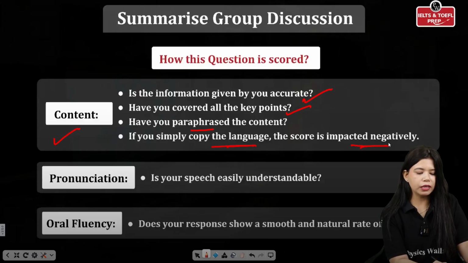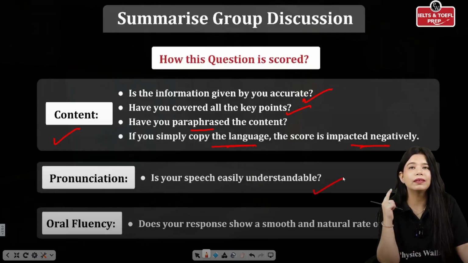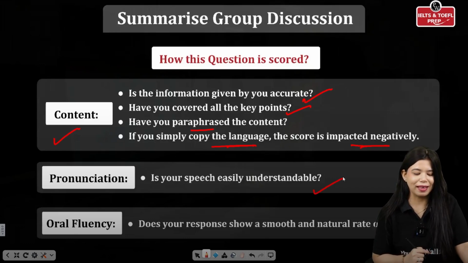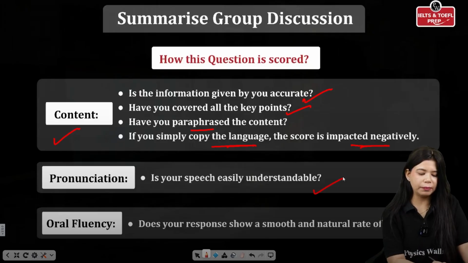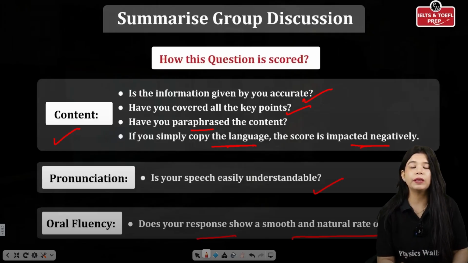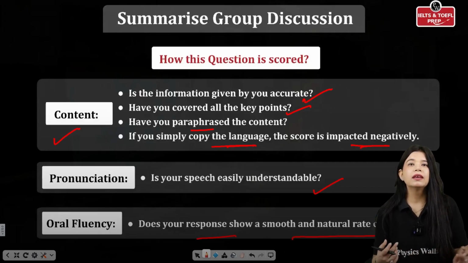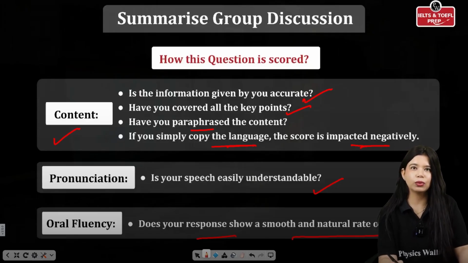Now in pronunciation, they will see is your speech easily understandable or whether they have to strain their ears to understand you. So it should be easily understandable. Oral fluency means does your response show a smooth and natural rate of speech or are there pauses and hesitation. So that is something that's going to be checked while scoring this question. Moving on.